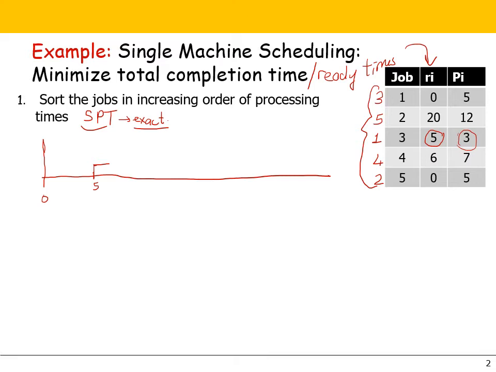And it will have a processing time of 3 units. So it will go from 5 to 8. This is job 3. Okay, so what will happen during this time? During this time the machine will wait idle.